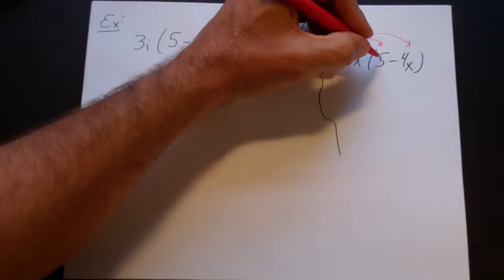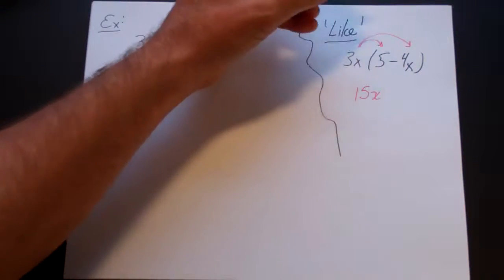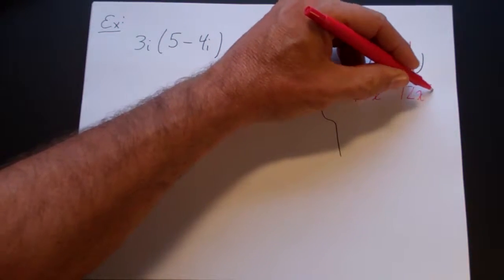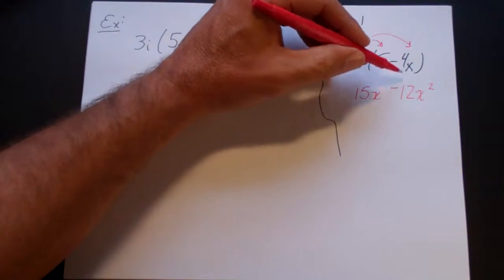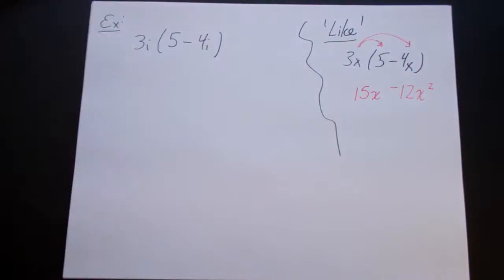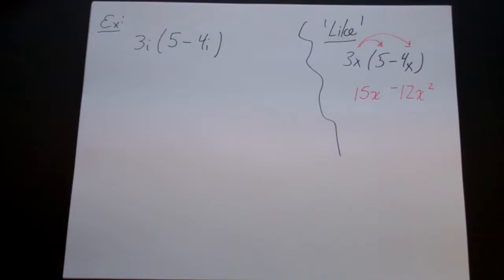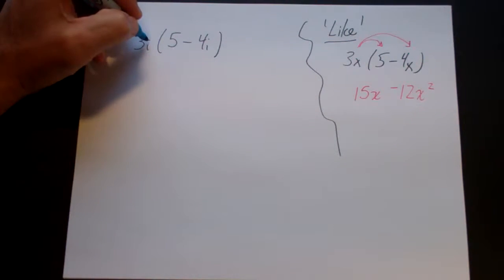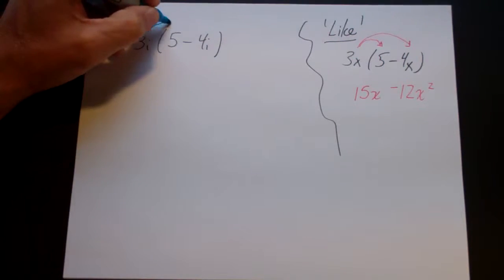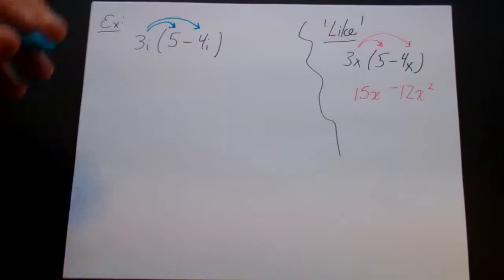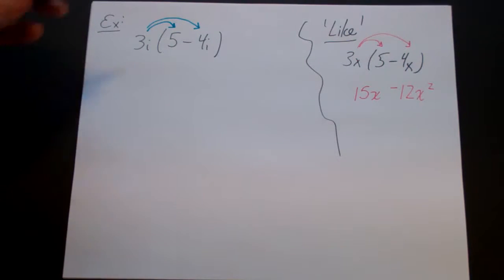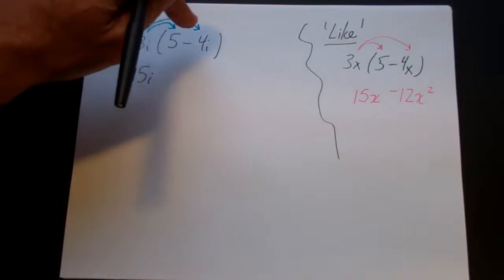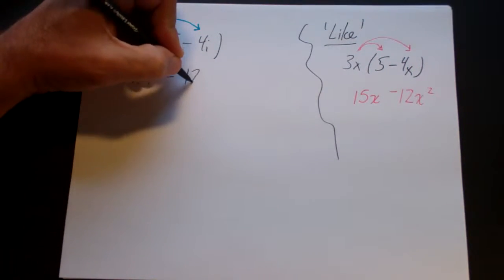right? We distribute this to this and this to this. And then 3x times 5 would be 15x. 3x times negative 4x would be minus 12x squared, right? 3 times minus 4 is minus 12. x times x is x squared. So there's nothing complicated about this. The trick here is we're going to notice the i. We're going to pretend that i is an x. It's not, but we're going to pretend it is. Then you distribute, right? And when you distribute, you get 3i times 5 is going to be 15i. 3i times a negative 4i is a minus 12i squared.